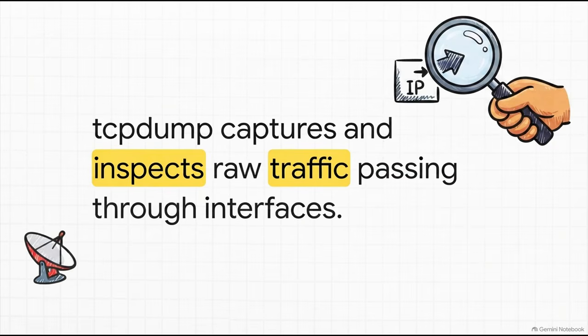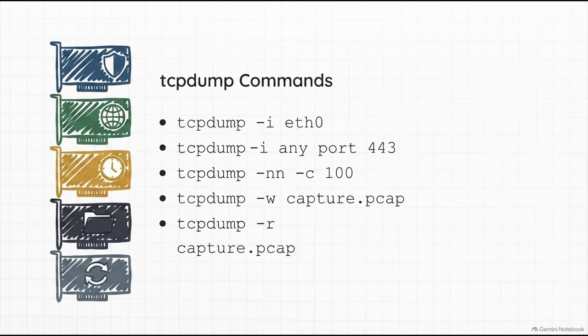But sometimes simply knowing the connection exists isn't enough. You need to see the actual data. Enter tcpdump. It's a packet analyzer, and it is the ultimate tool. It captures and inspects the raw traffic passing through your system's network interfaces. It allows you to literally see the raw data flying through the invisible wires of your network. Now, don't worry about memorizing all of these flags right away. Just try to understand the sheer capability you have here.